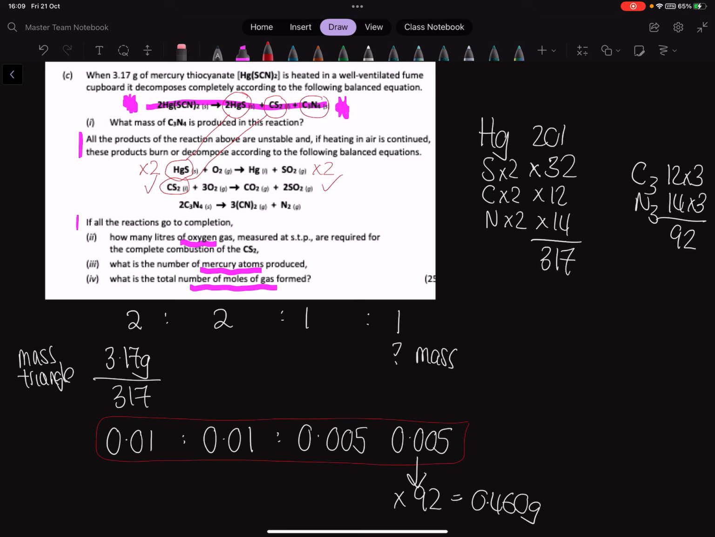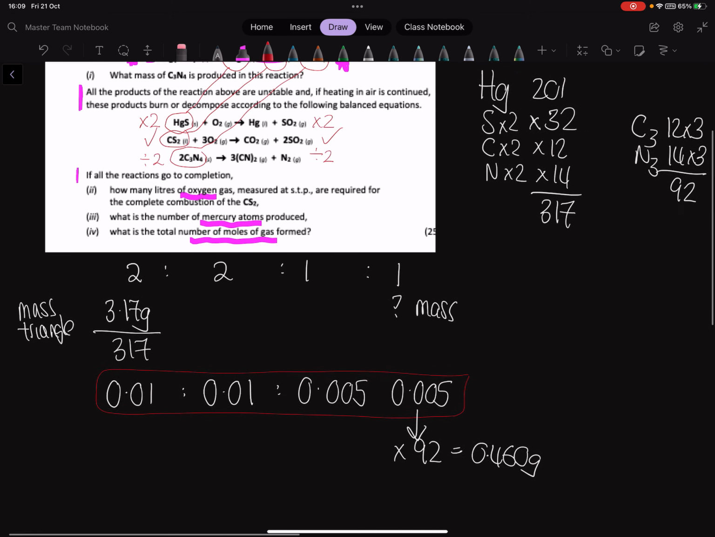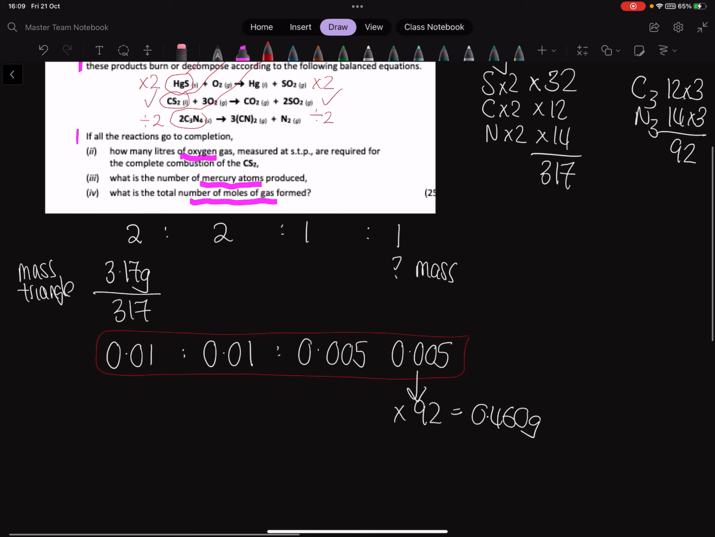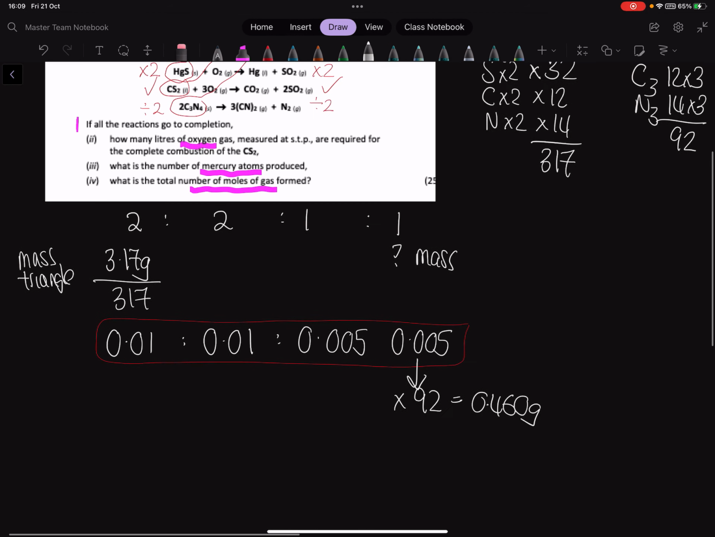And this C3N4, if I'm linking it to this, there's twice the amount in this equation, but I only have half the amount in my top equation, so I need to divide everything in this line by 2. So I'm going to rewrite my equations now to match. First, 2HgS plus 2O2 becomes 2Hg plus 2SO2.